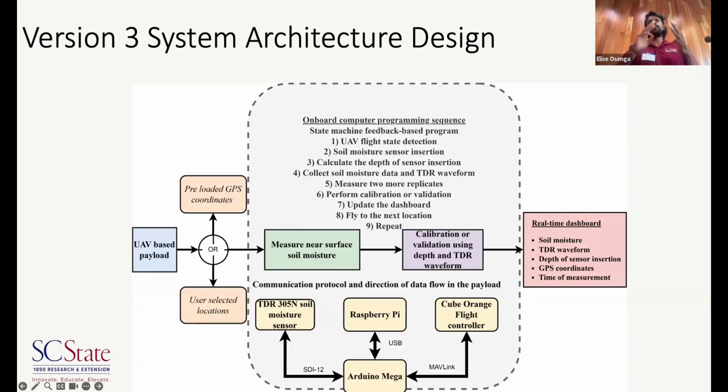And we do 3 measurements at each sampling location. So when the drone lands, we would insert the sensor 3 times in that location, and we will also record the TDR waveforms. And we have the Arduino to do the controlling job, and we use the Raspberry Pi as a computer to save and to create the real-time dashboard.